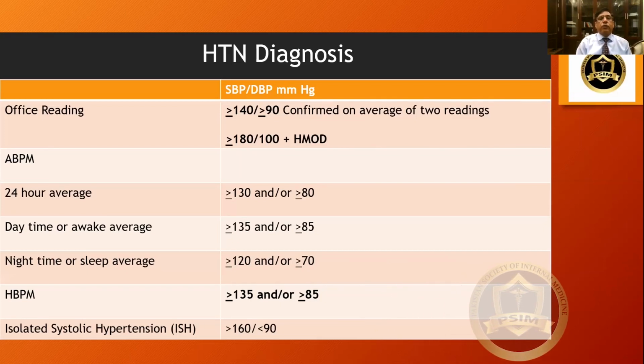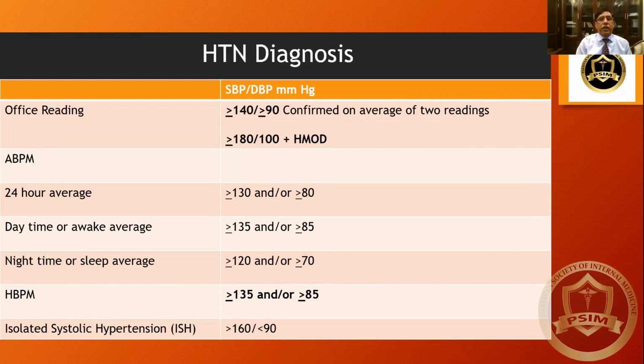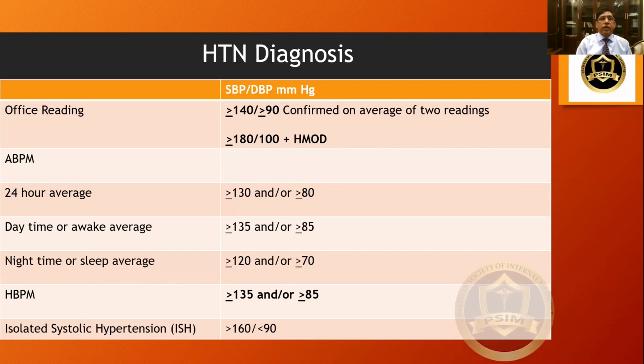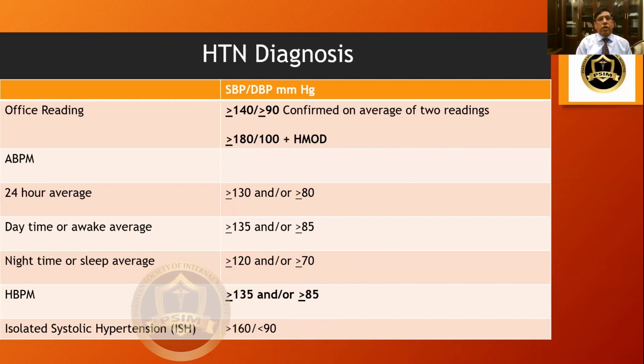On ambulatory monitoring, a 24-hour average of more than 130/80, a daytime average of 135/85, and a night-time or during-sleep average of more than 120/70 defines hypertension. When recording home blood pressure, where you take one reading before breakfast and one before retiring to sleep and average them, 135/85 is hypertension. Sometime we did talk about isolated systolic hypertension, labeled as a systolic blood pressure of more than 160 but a diastolic of less than 90.